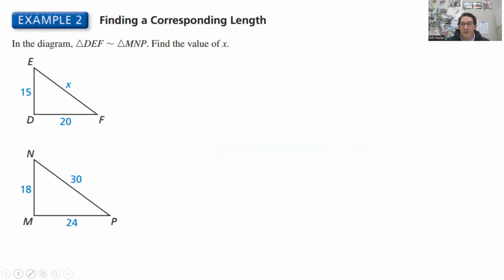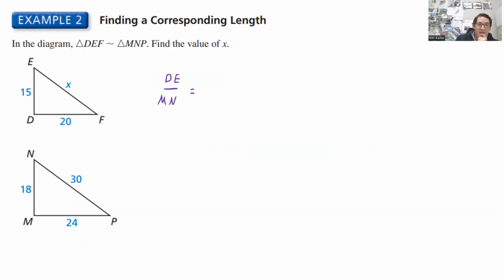Now we're going to use corresponding lengths to find missing side lengths. So we're looking for EF here. I'm going to set up a proportion. So here I have DE. You know what? Yeah, no, DE is similar to MN. So MN.